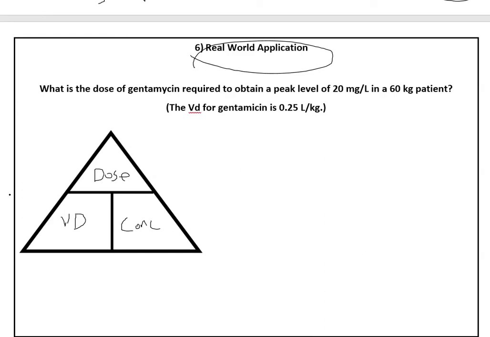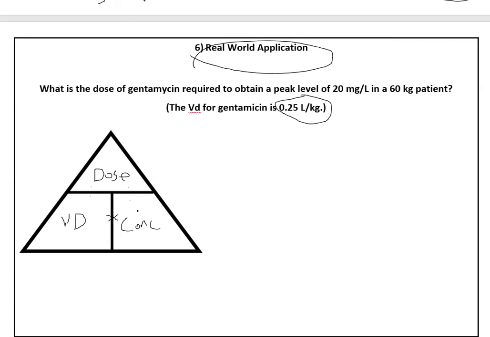So if you've ever seen these in maths, it's called a magic triangle. We can put a times there. We can put two dots, which means something in a second. So we want to find what is the dose of gentamicin required to obtain a peak level of 20 milligrams per litre in a 60 kilogram patient. So a pharmacist or a doctor knows the volume of distribution for a particular drug. It's already been well documented, and you can find that for your drug fairly straightforwardly.